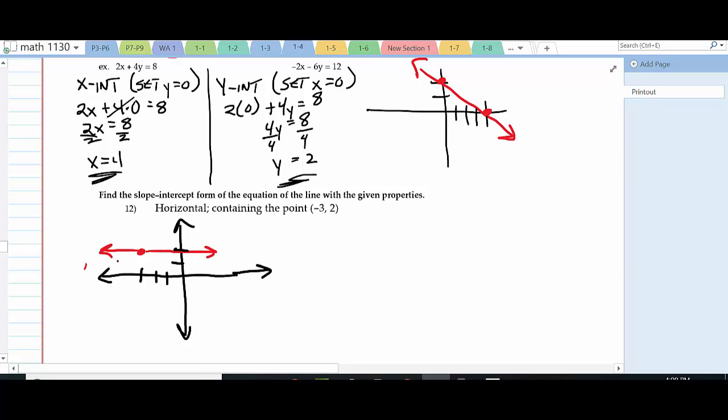And you want to be able on this to tell me what the equation is, like boom, boom. What is that equation? Y equals 2. Okay, it only goes through the y-axis, therefore it's y equals 2. Okay? All right, if it was vertical, it's totally different.